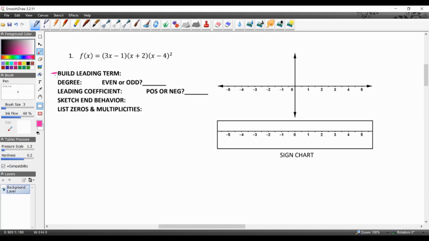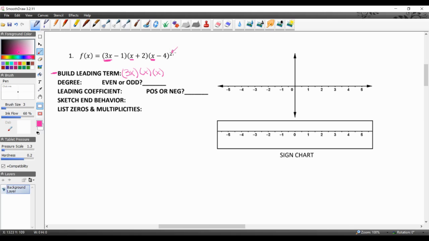To build the leading term, we're going to look at every single term. So we're looking at each of these three terms, and we're looking at the leading term in those terms. The first term here is 3x, and that is the leading term in this parentheses because it's the one that has the highest degree. In this parentheses, it's x, and in this one, it is x as well. So our leading term is going to be 3x from the first parentheses times x from the second factor times x again from this factor.